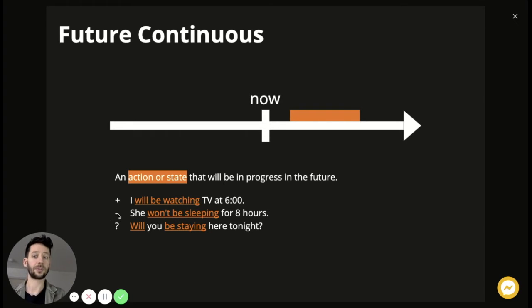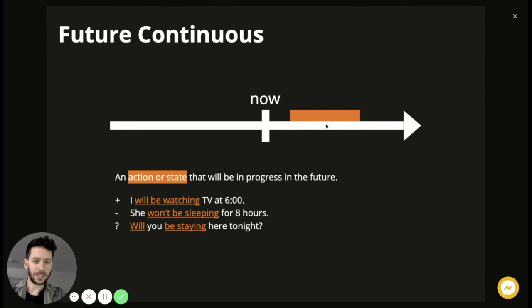We've got this example for a negative sentence. She won't be sleeping for 8 hours. So that's in the future, and this period of time, she won't be sleeping for 8 hours. And for a question, will you be staying here tonight? Tonight is in the future.